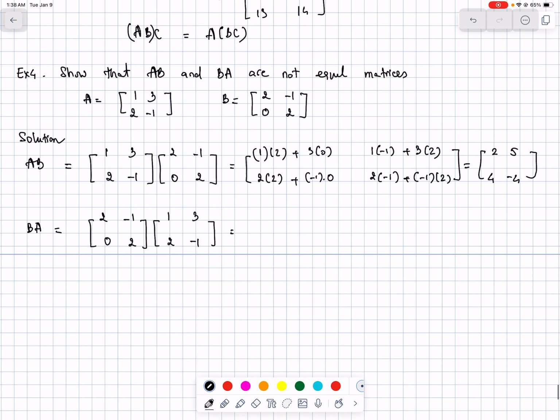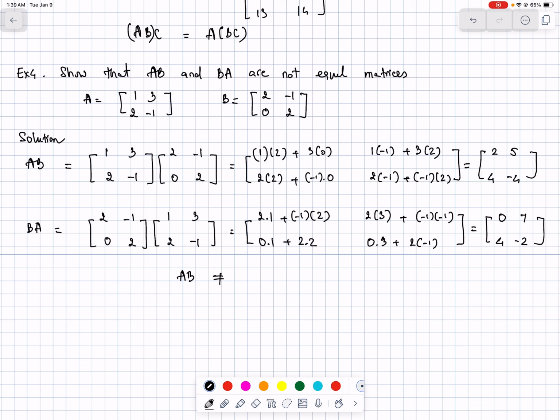Now we work on B times A. Okay, so 2 times 1 plus negative 1 times 2, 2 times 3 plus negative 1 times negative 1, 0 times 1 plus 2 times 2, 0 times 3 plus 2 times negative 1. And then simplify them, right? So we got 0 right here. 2 times 3 is 6, 6 plus 1 is 7. We have 4 in here, and then we got negative 2. So we conclude that AB is not equal to BA.